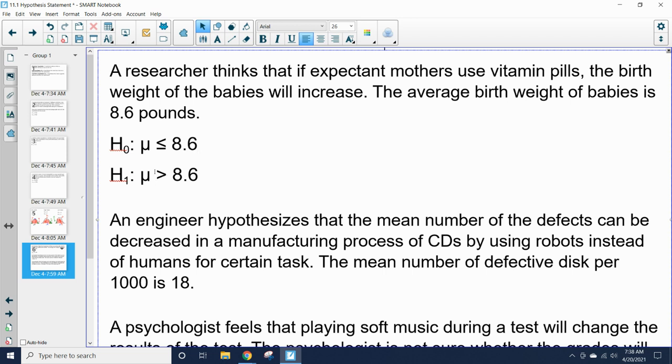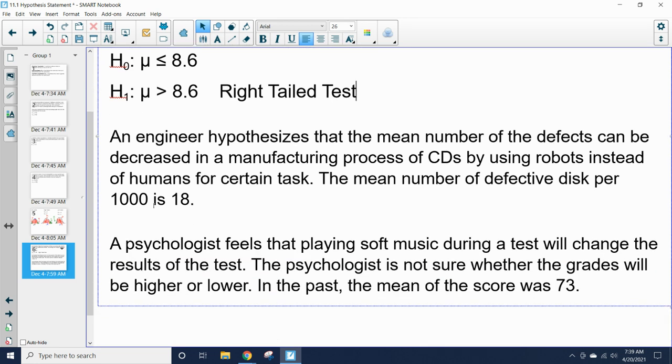So because we are showing that it is greater, this is going to be a right-tailed test. And we'll talk about how to do those tests once again on Friday. But this is going to be a right-tailed test because we are showing that we are greater than. Let's do another example.